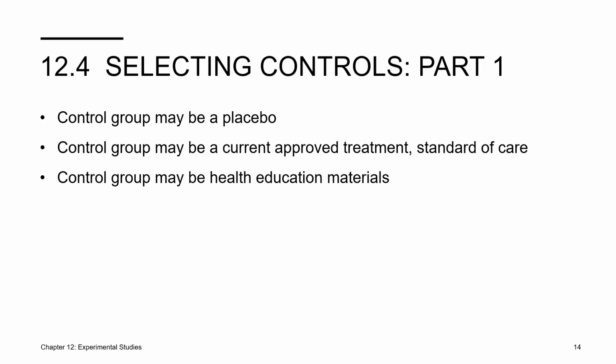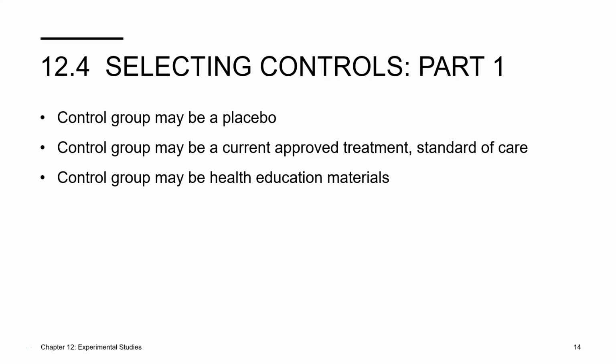It could also be a current approved treatment. So typically this is called the standard of care. So if you're testing a new treatment, say for cancer, you still want to treat them, but you're testing to see if the new one is better. So if they don't get the new one, they at least get their current form of care.